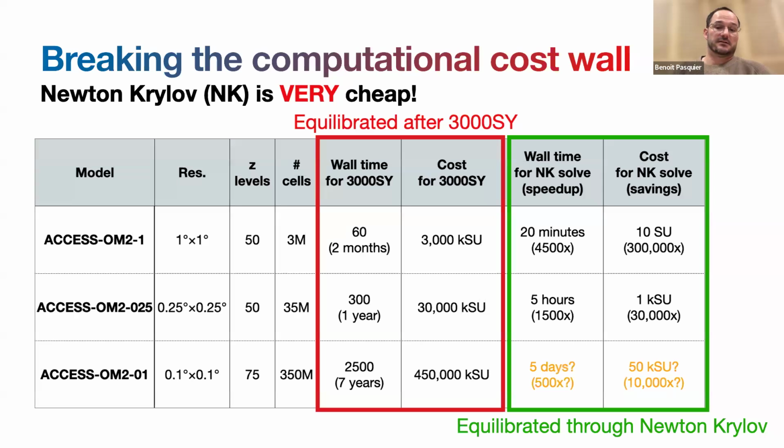For quarter degree, it takes about 5 hours to find a solution, which is a lot better than a full year. And the resource savings are also still quite significant, order tens of thousands. And for ACCESS-OM2 at 0.1 degree, I don't know. I'm hoping that I can get a solution in a couple of days, which would still be much, much faster than waiting 7 years or 10 years. And the resource savings will still be very, very significant if it works, of course. So this is the big goal here.